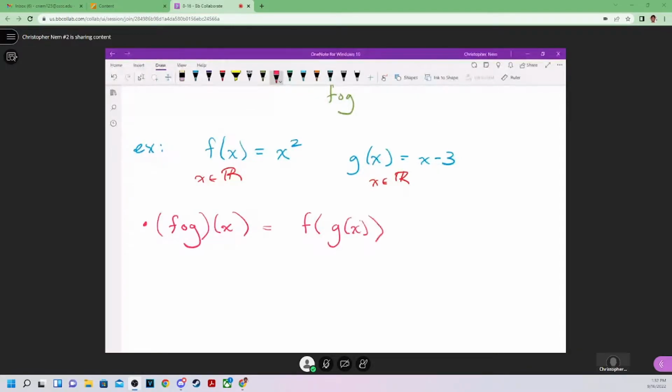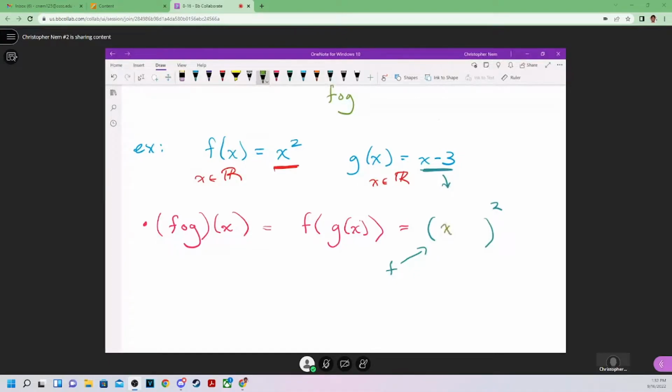Boom. Now, if I do that, what does my function f do? My function f squares whatever my input is. It squares anything that's inside my input. Well, what is my input this time? It's not x, it's g of x. This is my input, so I need to throw that in here.